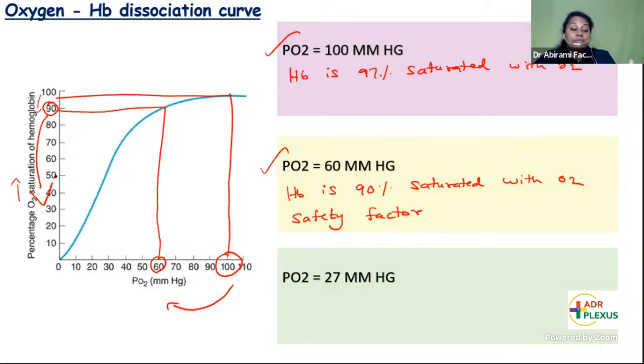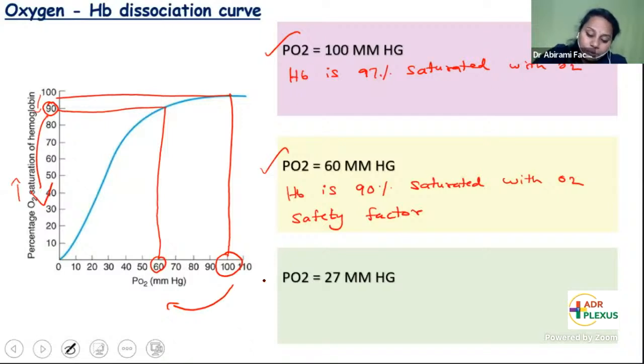That is because up to 60 millimeters of mercury, you have the safety factor. After that, there's no safety factor. There's a sudden drop in saturation from 90 to 80 and 70, and it goes on like that. So you will not know when this will happen. That is why we keep monitoring the partial pressure of oxygen or the saturation of hemoglobin with oxygen, SpO2, that's called saturation. Very often we keep measuring that. So that's called the safety factor.